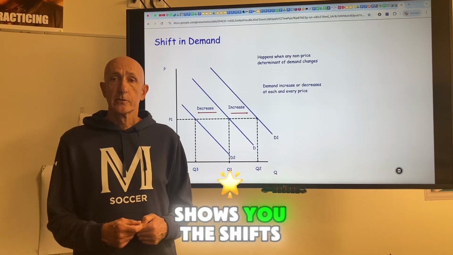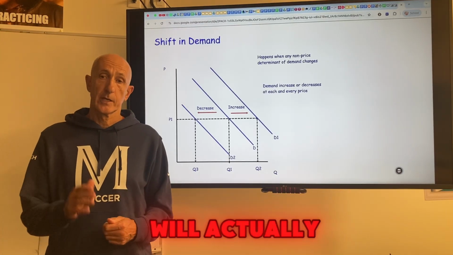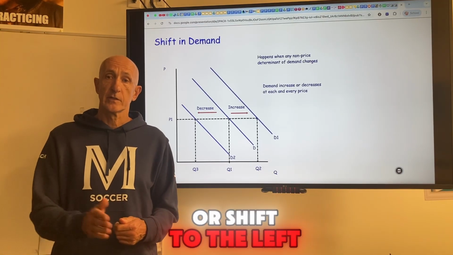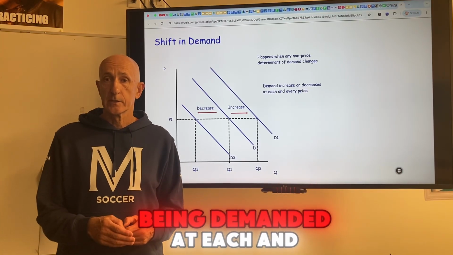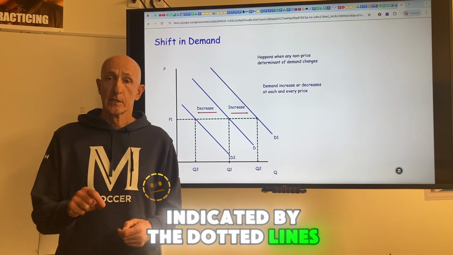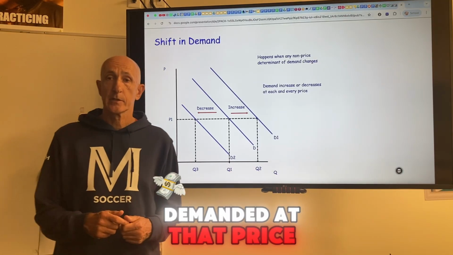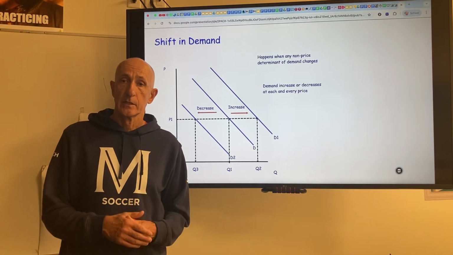This diagram shows you the shifts in demand. So there will be occasions when the demand curve will actually shift to the right or shift to the left. A shift to the right there means that more is being demanded at each and every price. You can see that at the price indicated by the dotted lines, now more is being demanded at that price. A shift to the left means that less is being demanded at each and every price.